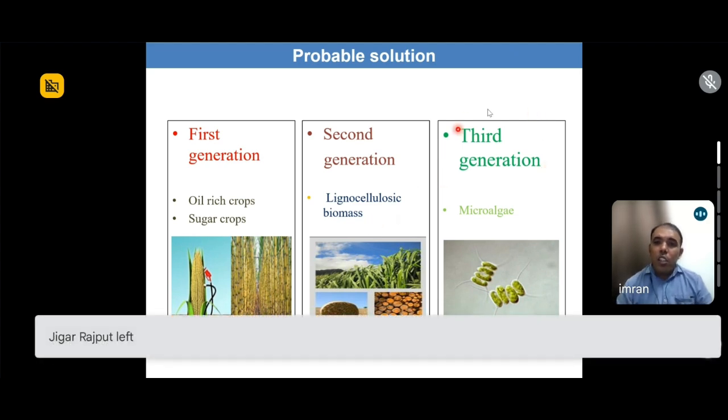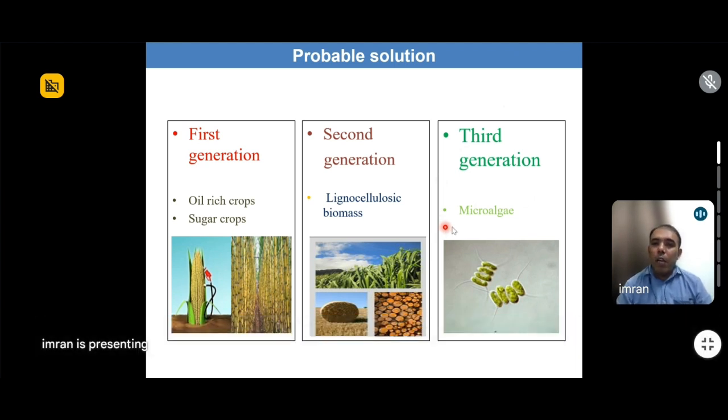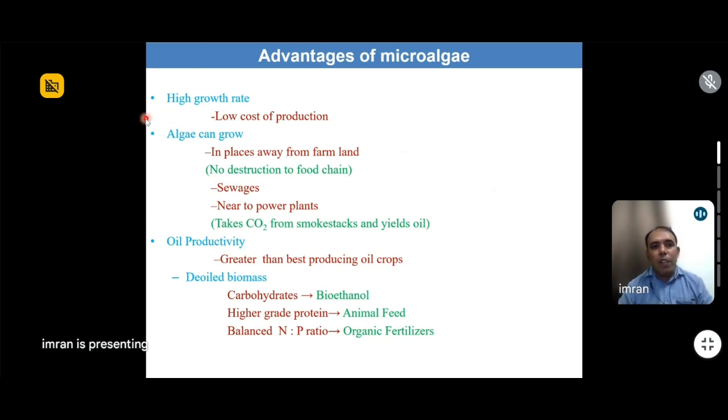I basically work on third generation biomass, which is majorly made up of macroalgae and microalgae. I am mainly focusing on microalgae as a source of biofuel and bioproducts. Why am I considering microalgae as a source of biofuel or industrial products? Because microalgae generally have a very high growth rate, and the cost of production is low. Why is the cost of production low? Because you can cultivate microalgae away from farmland. If I am cultivating algae on land which is not utilized for agricultural purposes, I am not destroying any food chain, and I am also not into the food versus fuel debate.